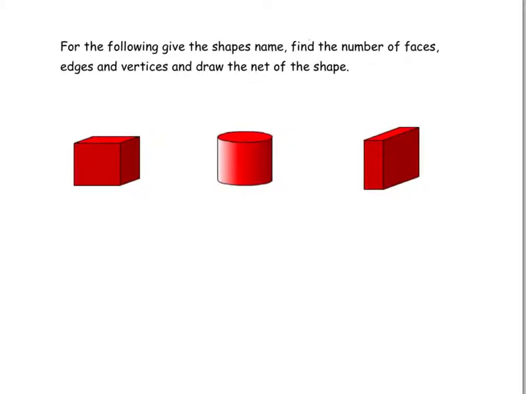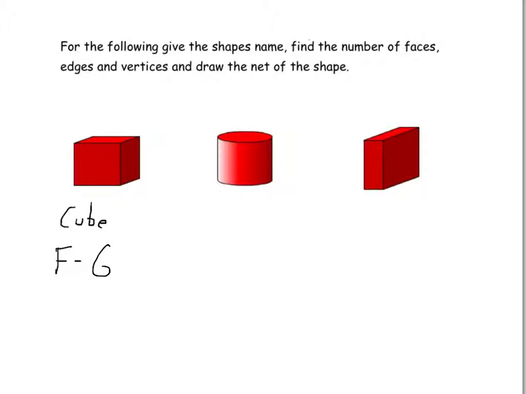So the first one here that we've got is a cube, and a cube is very special because it's got 6 faces that are all squares. So this first shape is a cube. Number of faces, it has got 3 faces we can see at the front, and it's also got exactly the same 3 faces on the other side. So it's got 6 faces.